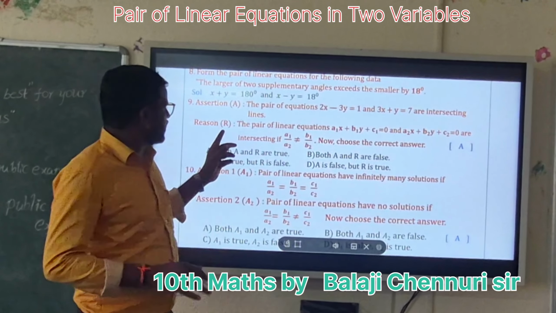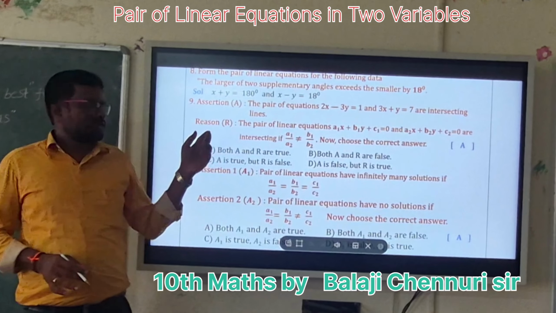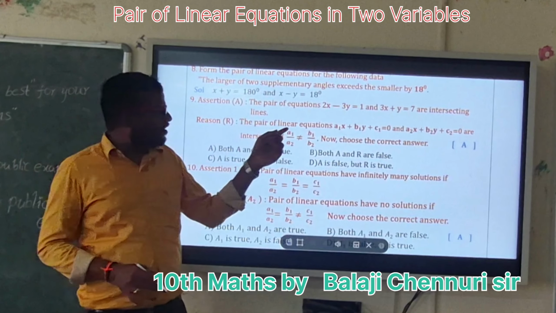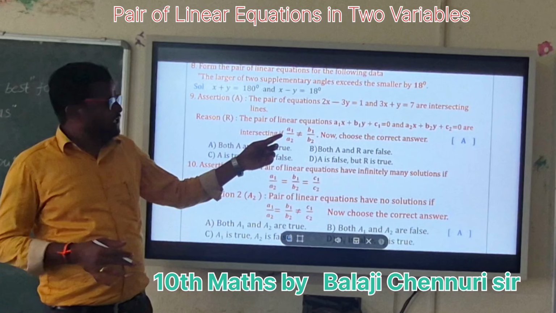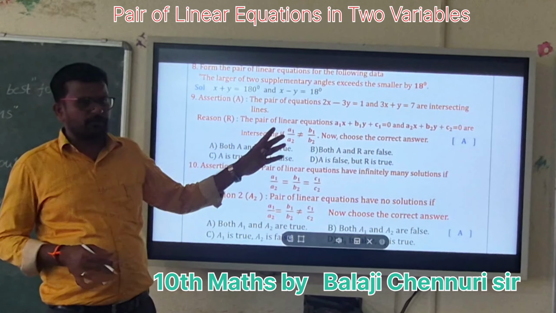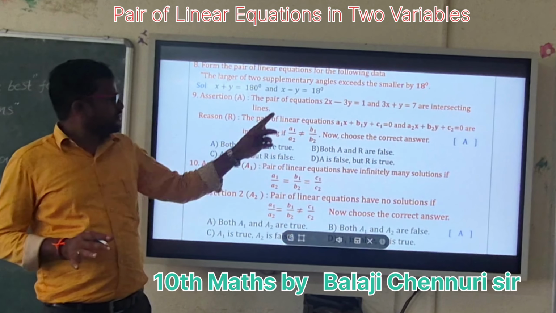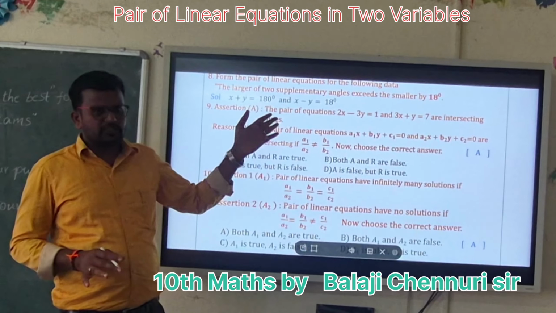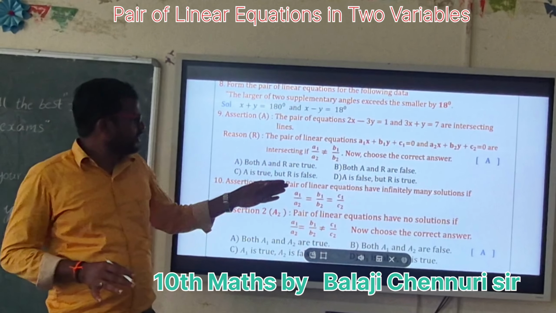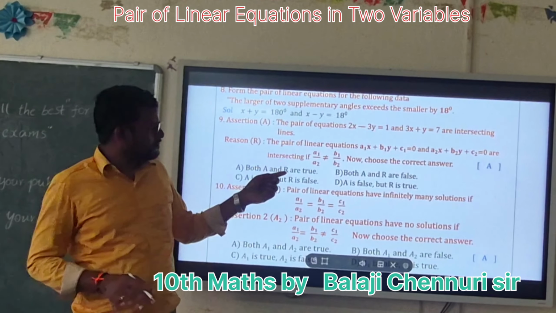Okay, now go for the reason. Another statement. The pair of linear equations a1x plus b1y plus c1 is equal to 0 and a2x plus b2y plus c2 is equal to 0 are intersecting. If they are intersecting, then what is the condition? a1 by a2 is not equal to b1 by b2. Is it correct or not? Yes. Statement 1 is true and statement 2 is the correct explanation of statement 1. Now choose the correct option. Both A and R are true.